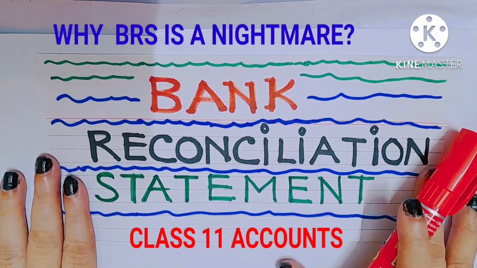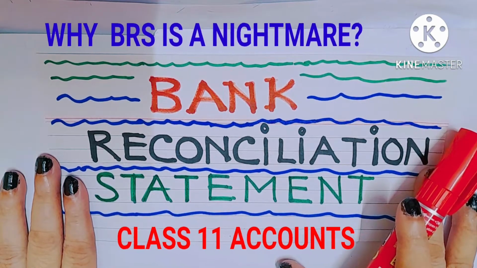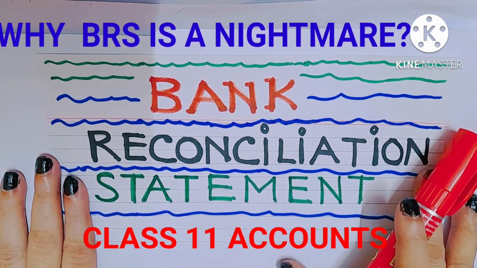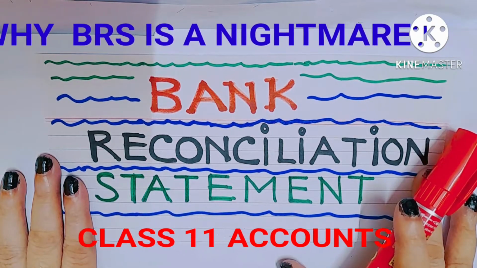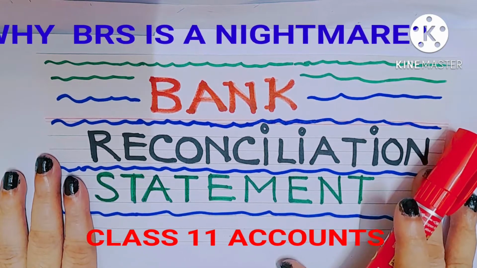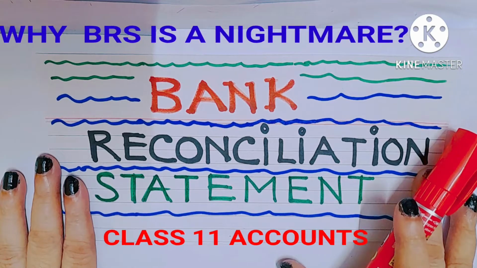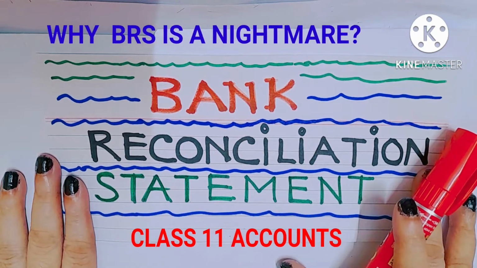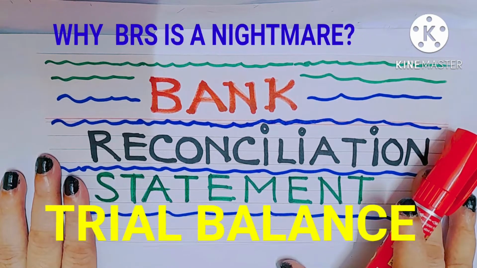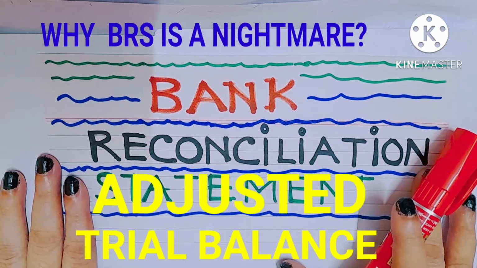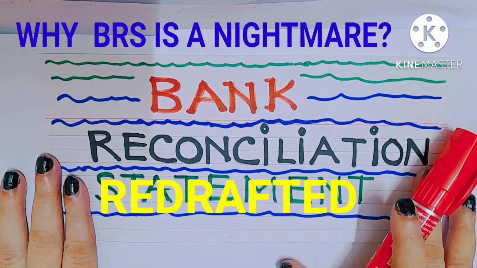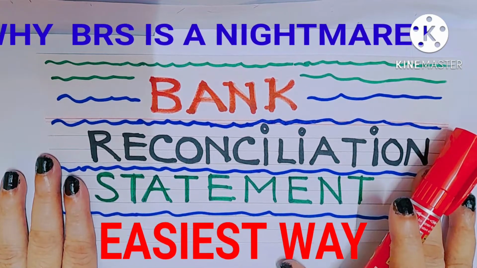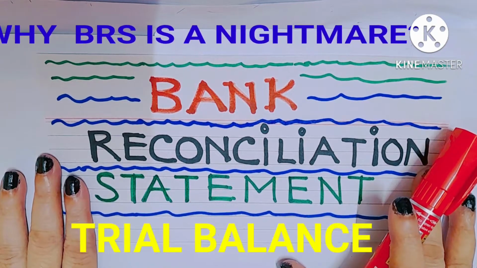Now, why is the chapter Bank Reconciliation Statement or BRS a nightmare for most students? Before answering this question, let me tell you, I personally feel Bank Reconciliation Statement or BRS is the second easiest chapter of class 11 after trial balance. And I have already uploaded many videos on trial balance, adjusted trial balance and redrafted trial balance. I have solved all the problems in the easiest way. If you are interested, please check out my videos titled Trial Balance.